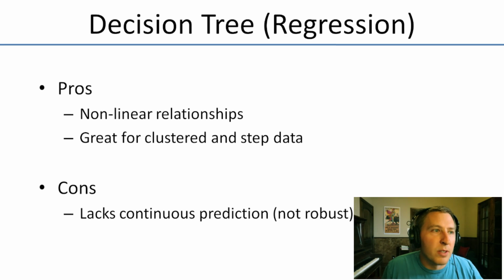Now, for decision trees, the pros: for regression, decision trees do nonlinear relationships great, which we're going to see in a second with a few examples. They do amazing also for clustered or step data, so data that's going to be kind of grouped or clustered in different areas, and data that also has a step-function-like reality.